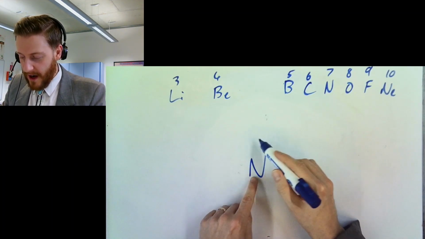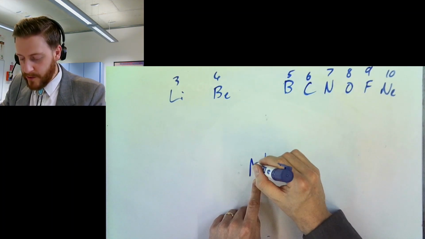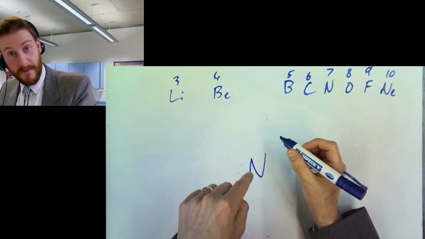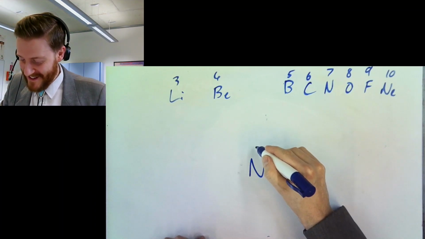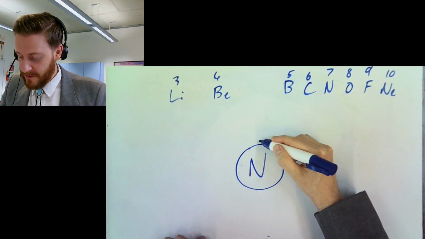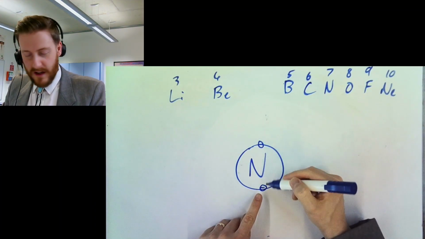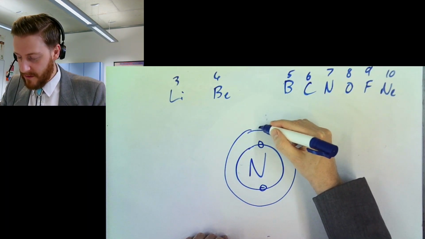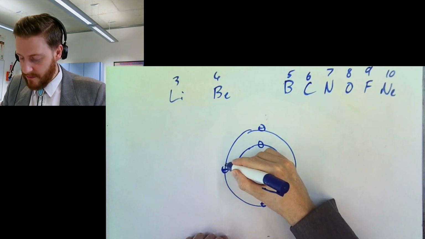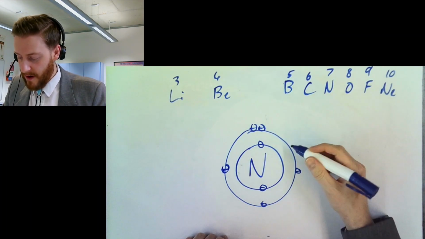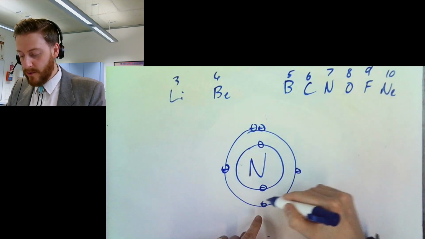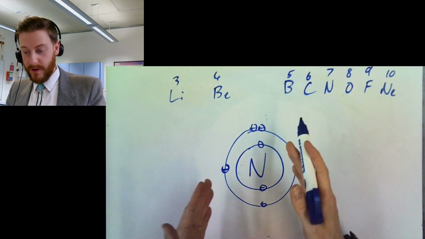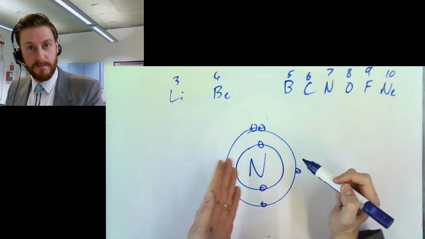Nitrogen, and I'm not going to bother drawing all the protons, but we know that inside the nucleus it's got 7 protons. How many electrons has it got? Well, it's got the 2 in that inner shell, and then it's got its 5. So 1, 2, 3, 4, 5. So 5 outer electrons. So losing 5 electrons is what it would do if it was following the pattern of the lithium and beryllium before.